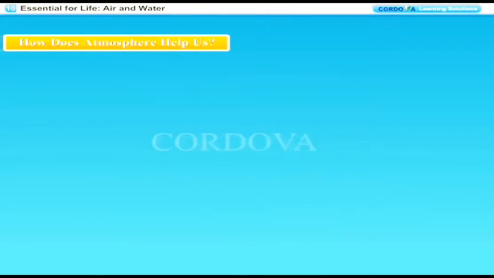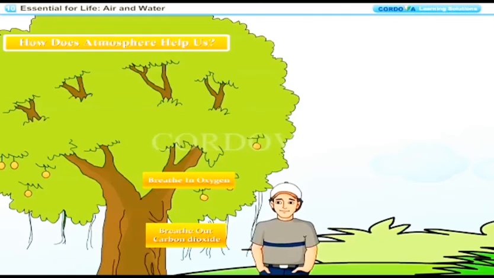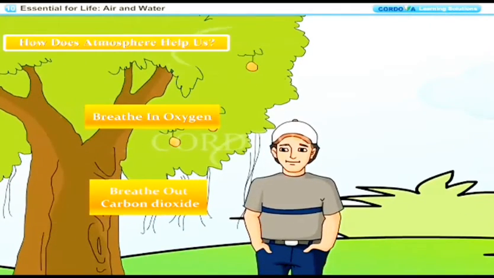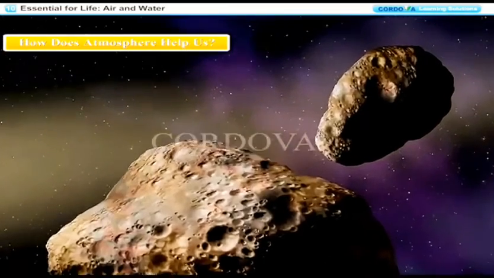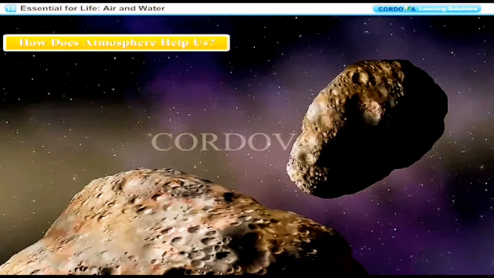How does atmosphere help us? It maintains the temperature on Earth for the survival of living things. It burns the meteorites before they reach the Earth's surface.